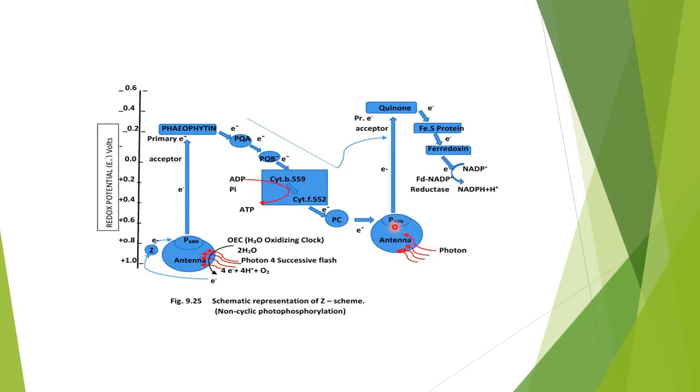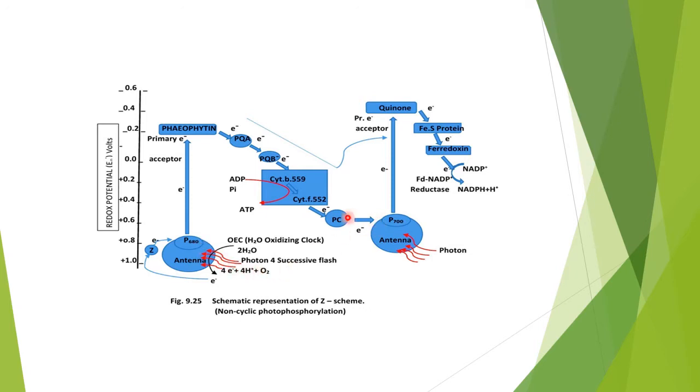And then this system, which has also accepted the photon, excites its electron to this quinone, which is accepted by the primary electron acceptor, and then that electron is passed through the iron sulfur protein, ferredoxin, and ultimately in presence of ferredoxin NADP reductase causes the reduction of NADP to NADPH plus H positive. Now this system becomes deficit. Here this system also becomes deficit of electron.